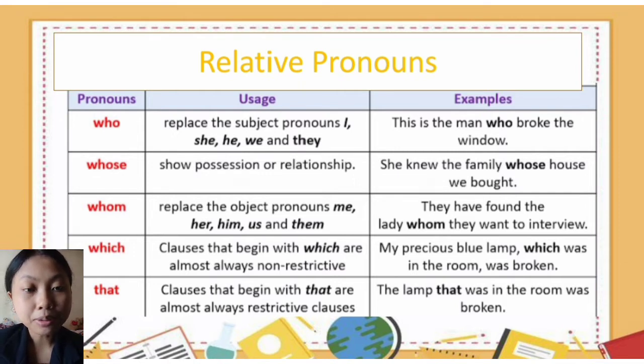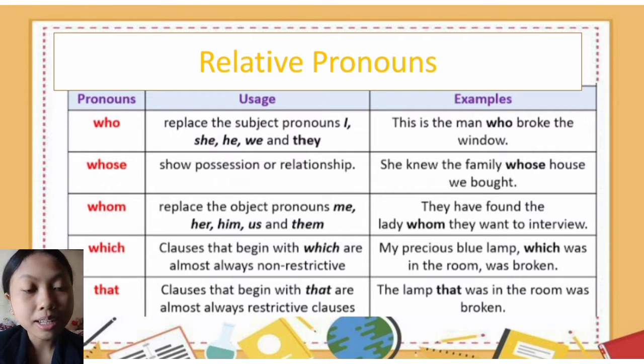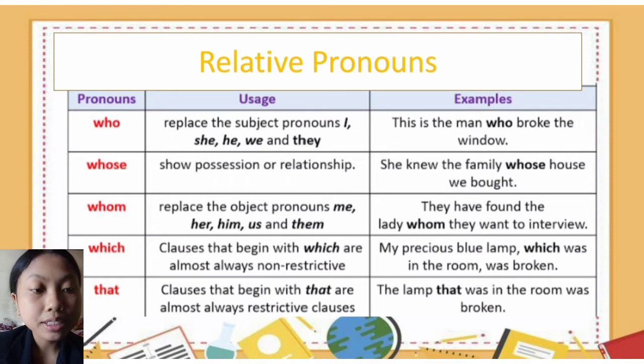The first one we have is who, which is used to replace the subject pronouns I, she, he, we, and they. An example sentence is, this is the man who broke the window. Next we have whose, which shows possession or relationship, and the example is, she knew the family whose house we bought. And then there is whom, which is used to replace the object pronouns me, her, him, us, and them. The example is, they have found the lady whom they want to interview.